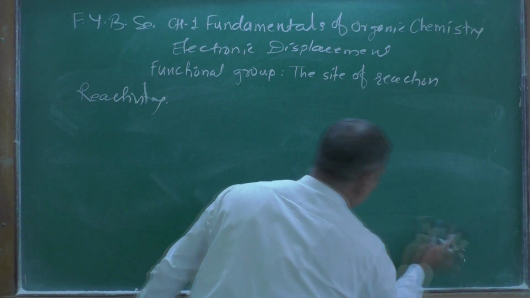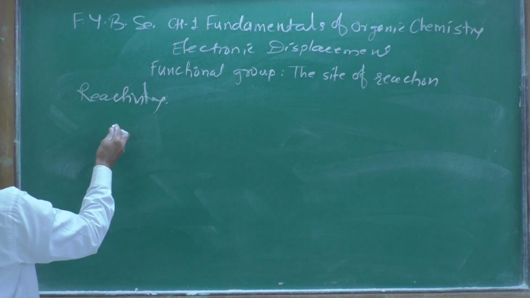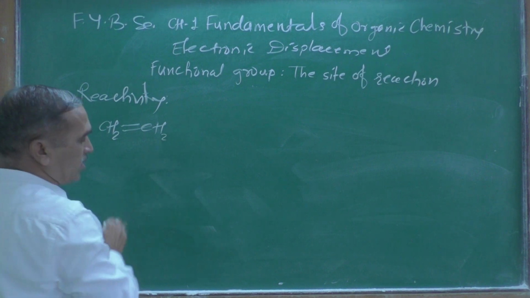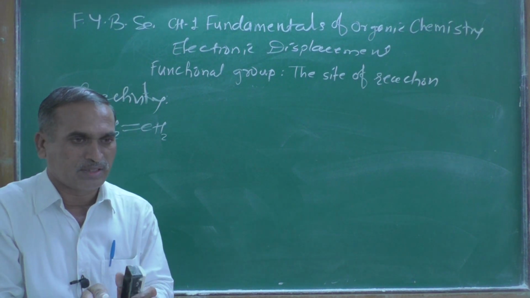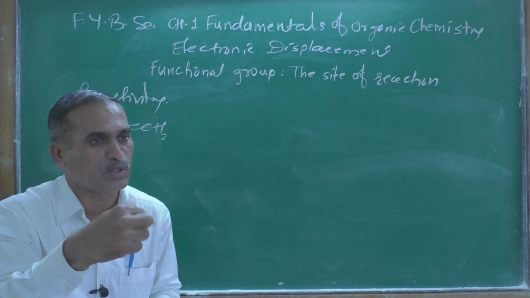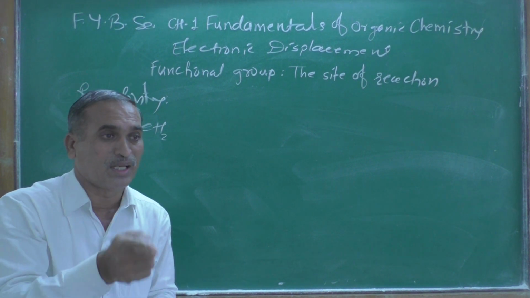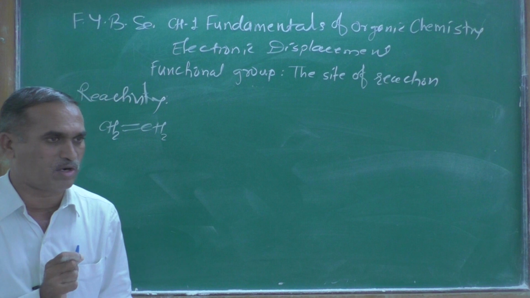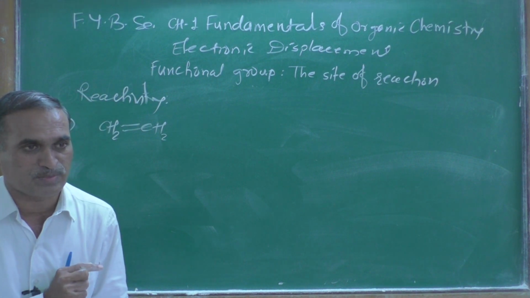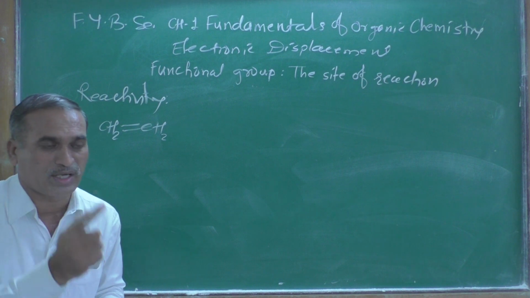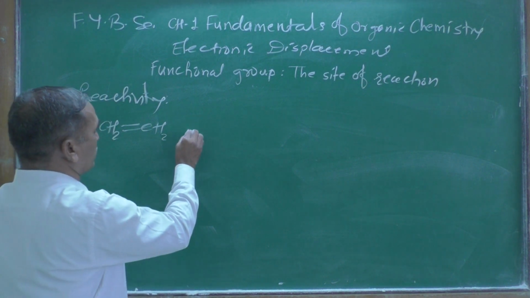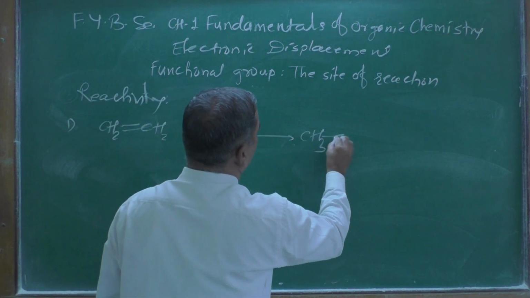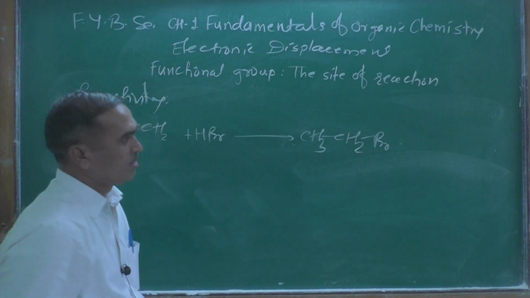Here the examples are these. First one, CH2 double bond CH2. All alkenes react with hydrogen bromide to produce alkyl bromide, because all alkenes have the functional group carbon-carbon double bond, and an addition reaction takes place. Adding hydrogen bromide here, we get the product CH3, CH2, Br, right? Ethyl bromide.